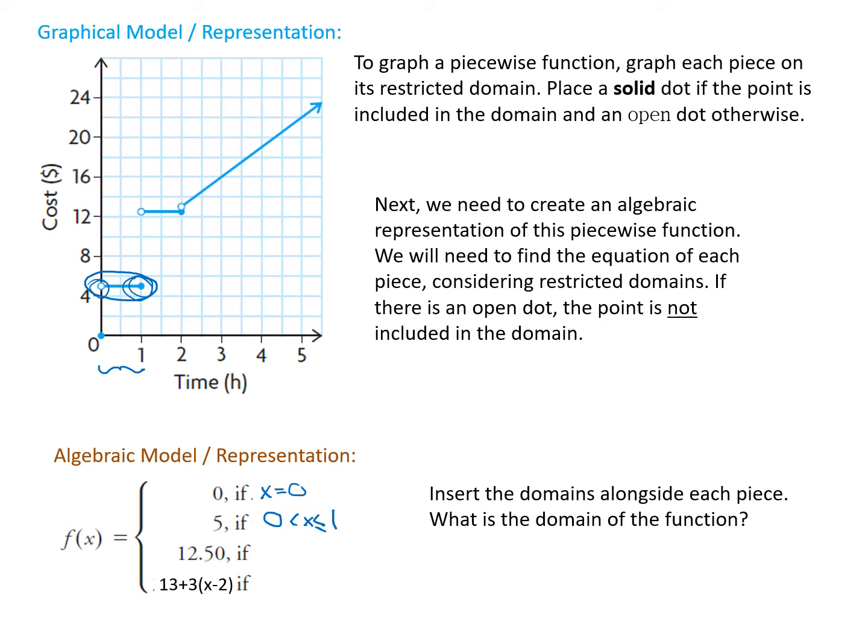The next piece, the third piece, is $12.50. We paid $12.50 between these times here, right, between 1 and 2. So my x values are between 1 and 2. I just have to think about what we're including here. We're not including 1, because at 1 hour, we're paying $5. So we're not including 1, it's just less than. But we are including 2. So if you're up to and including 2 hours, we have to include the 2. We have to put the equal sign underneath here.